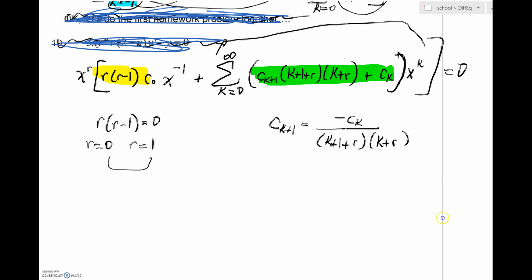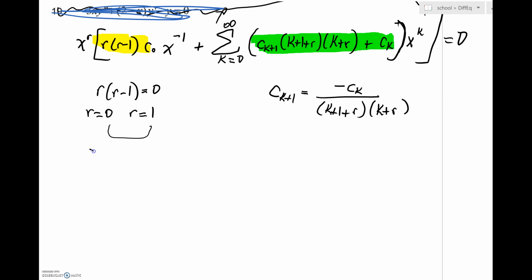But there are two cases, aren't there? There's case number 1, where you'd say, well, we've got r equals 0. And then there's case number 2, where we'd have r is equal to 1. So at this point, we could say, well, let's go ahead and generate this.